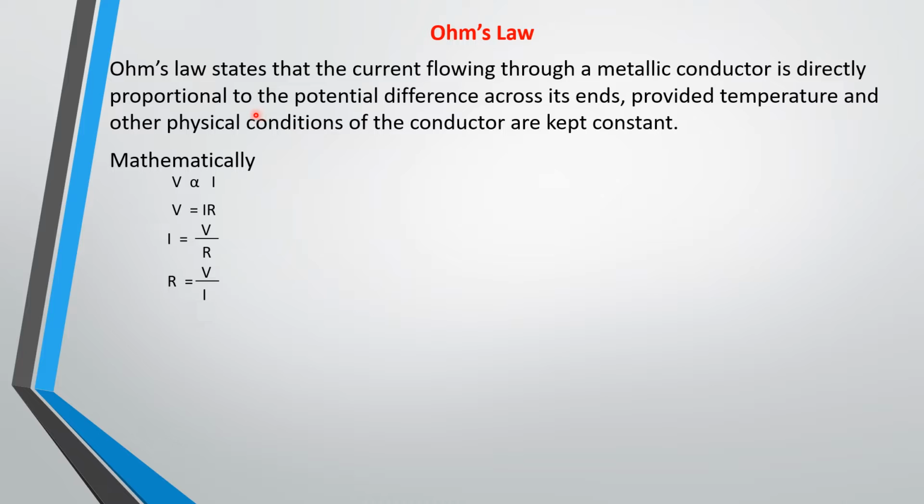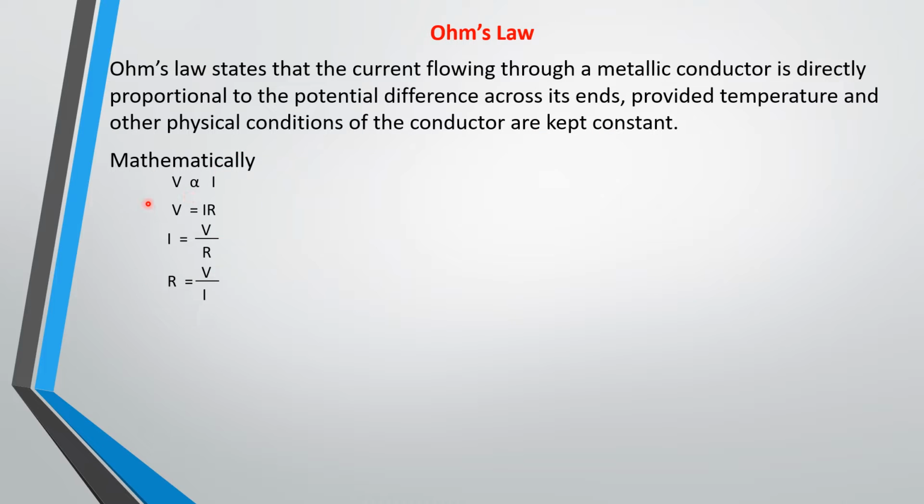Okay, so in our previous video, I introduced Ohm's law, and it's the same thing that is here. Ohm's law states that the current flowing through a metallic conductor is proportional to the potential difference across its ends, provided temperature and other physical conditions of the conductor are kept constant. So I've discussed it before.